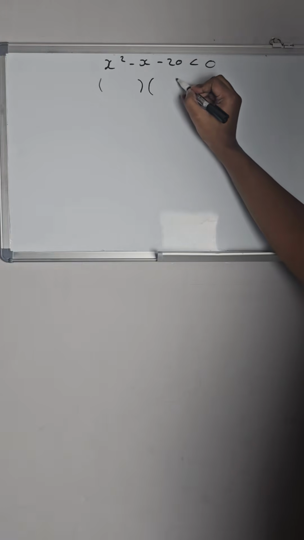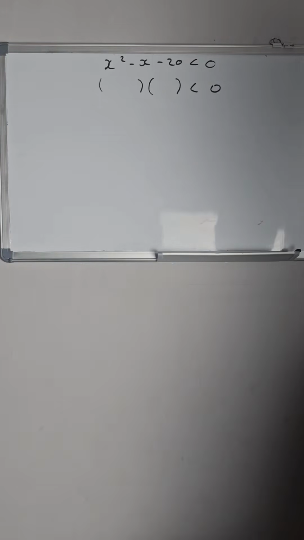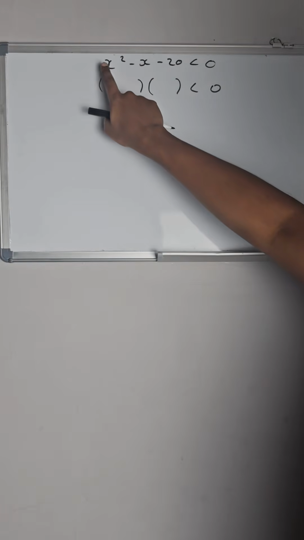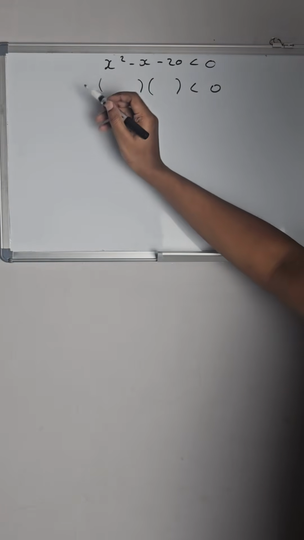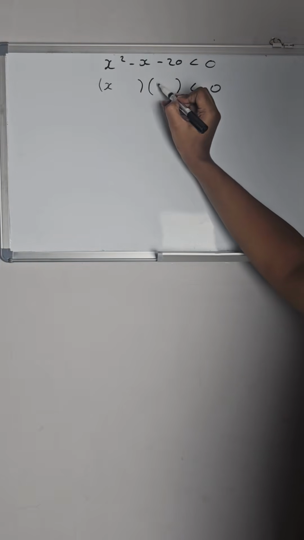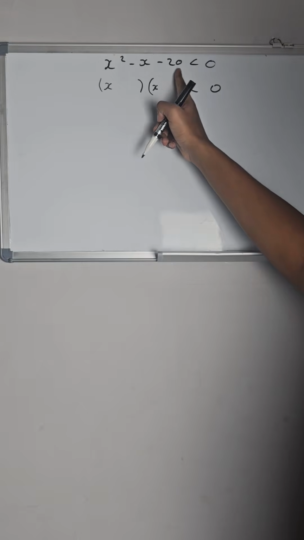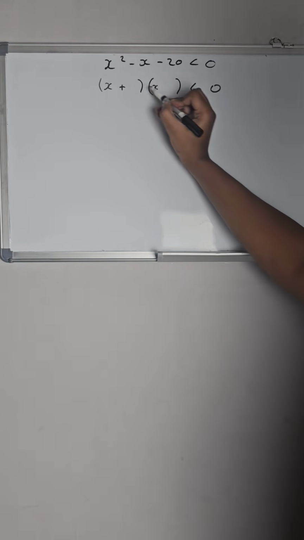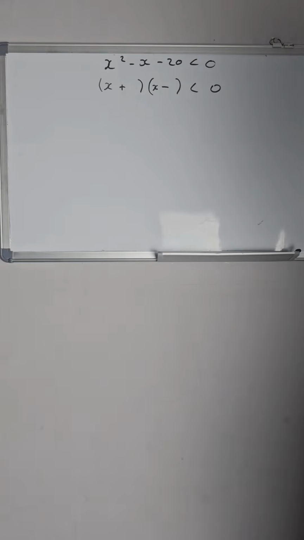Now we can do this using our calculator, but if we don't know how to do it with a calculator, we can try this manually as well. So we see the coefficient of x squared is 1, so we know we're going to have x and x. Now let's look at our constant. Our constant is negative, so we know we're going to have a plus and a minus.